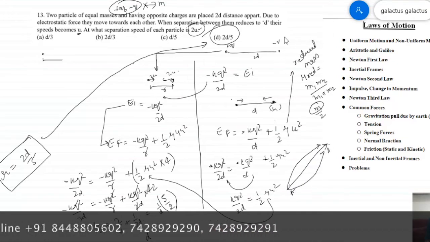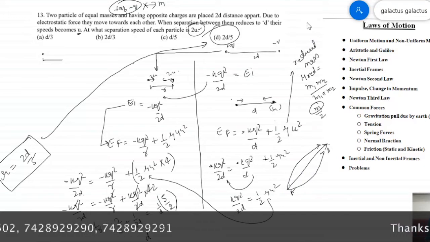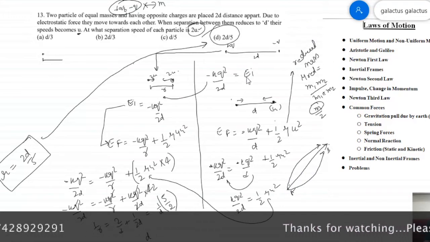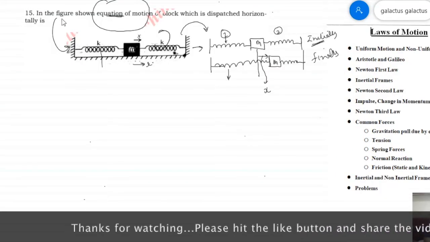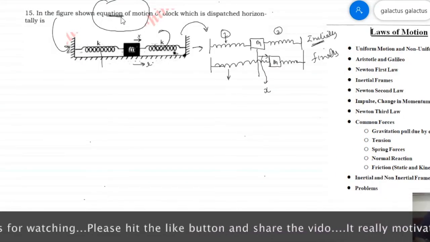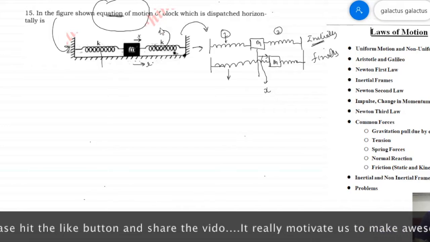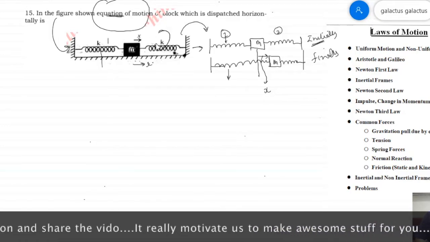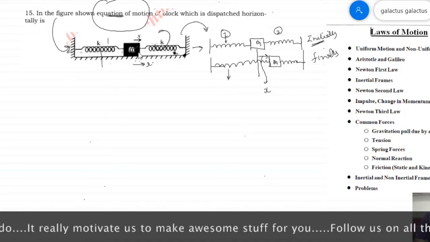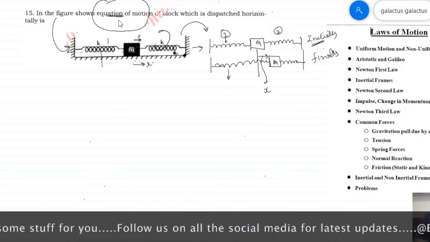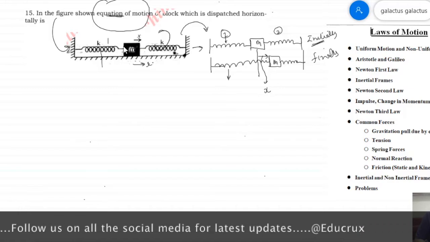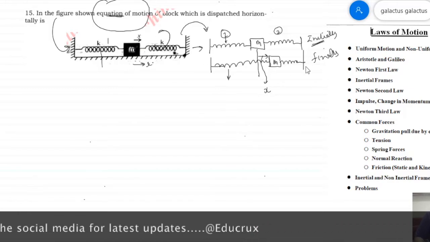So let us now solve more problems and see how to approach a problem. Let us now discuss problem number 15, in which we have to evaluate the equation of motion of the block of this two spring mass system, if the block is displaced by a displacement x. I'll discuss two methods to solve this problem.